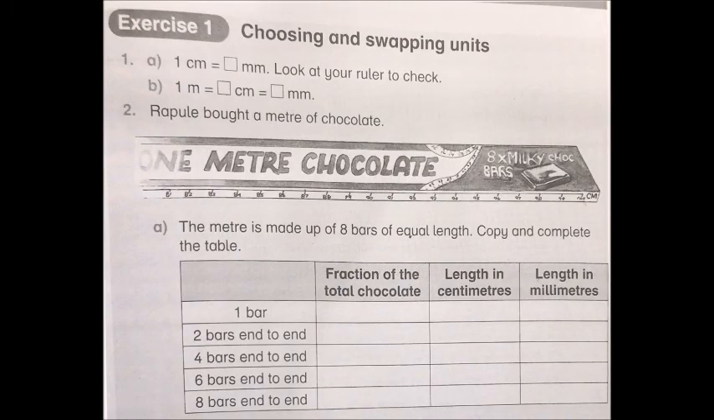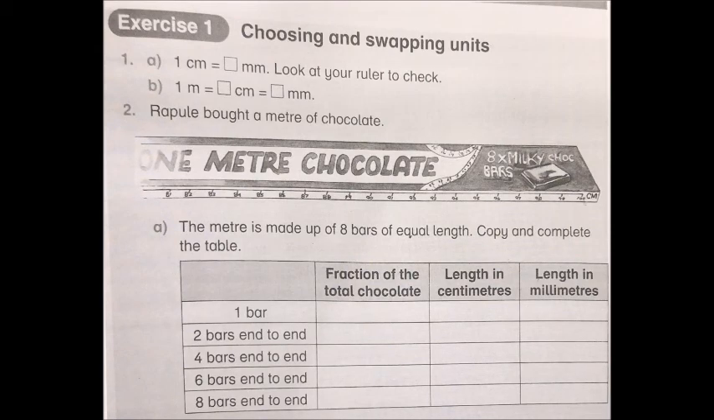Exercise 1, choosing and swapping units. For number 1, you say A, 1 centimeter equals how many millimeters? So grade 6s, you must write the 1 centimeter in your book and then equals to, and then write your answer in millimeters. With number B, you do exactly the same.